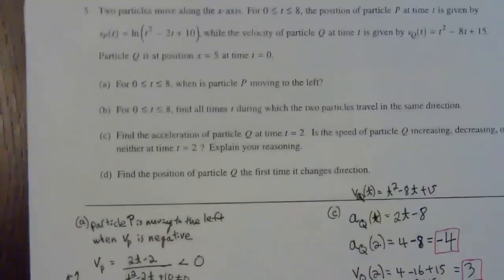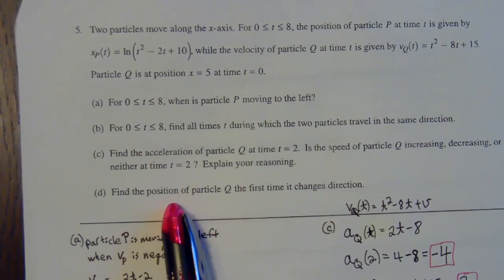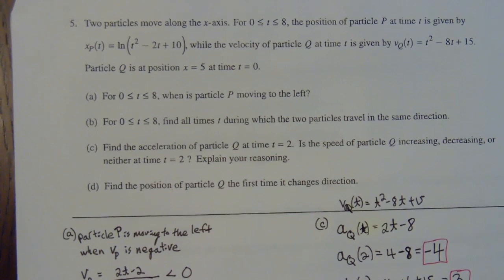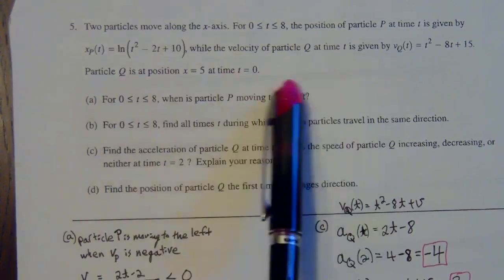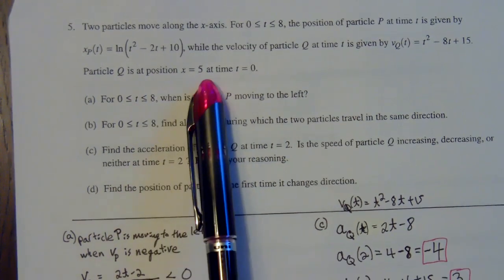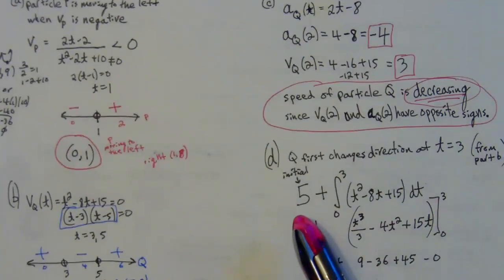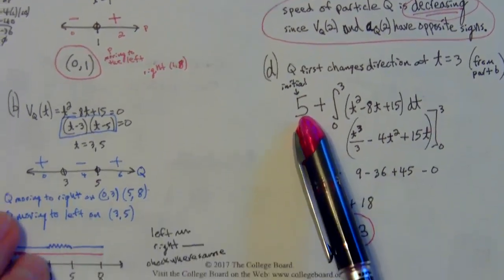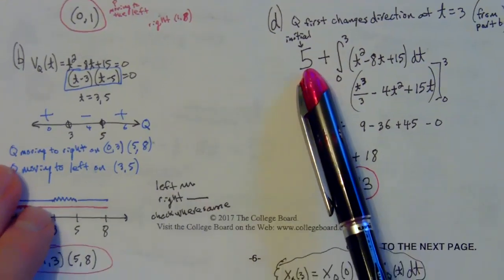On letter D, when you see this word position, I want you to remember you always got to take into account the initial position. And that's why you just kind of read the problem at the beginning. It says at t equals 0, that position is x equals 5. So you got to start with the 5. This is at t equals 0. That's our position right there. At x is going to be 5.